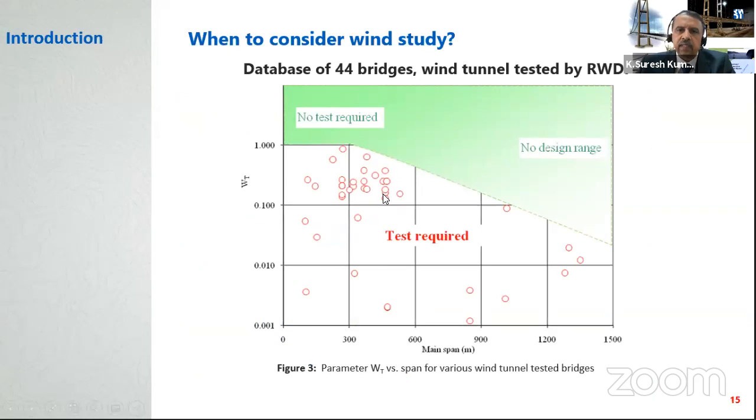We have tested this a number of times. This database of 44 bridges is being plotted. I think this graph itself is old, maybe 5 years old. We never updated it afterwards. You can see various spans here, main spans as low as 100 or a little more than 100 meters, then going all the way to very long span bridges. And this area is the area where a test is required. Like I said, WT less than one is the number.